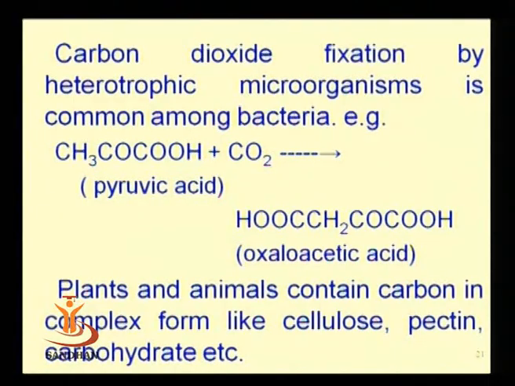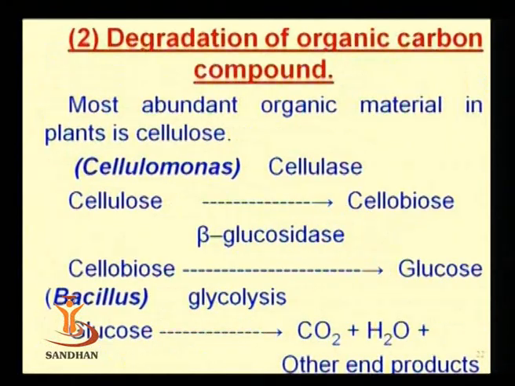Moreover, heterotrophic microorganisms also utilize carbon dioxide. For example, pyruvic acid when combined with carbon dioxide forms oxaloacetic acid. Thus, the atmospheric carbon dioxide is now present in plants and animals in the form of cellulose, pectin, carbohydrates and so on. Our second step is degradation of organic compounds.